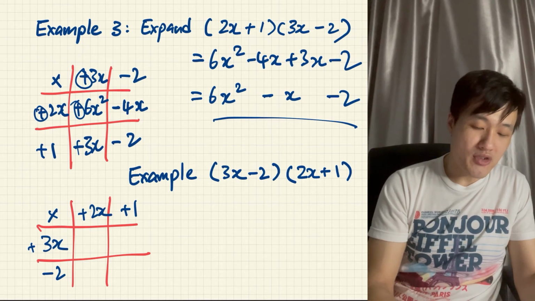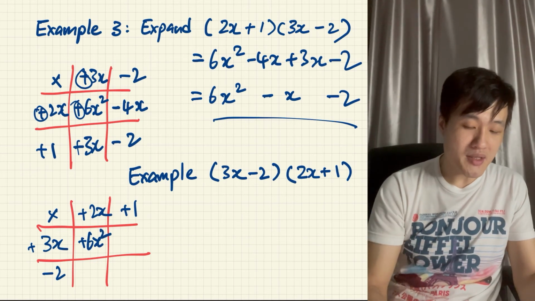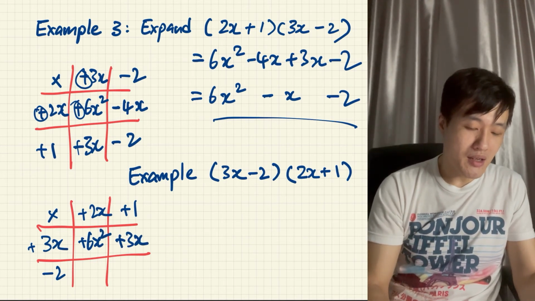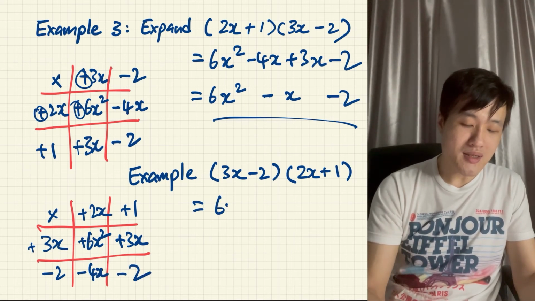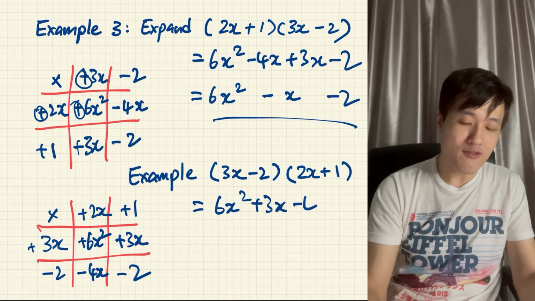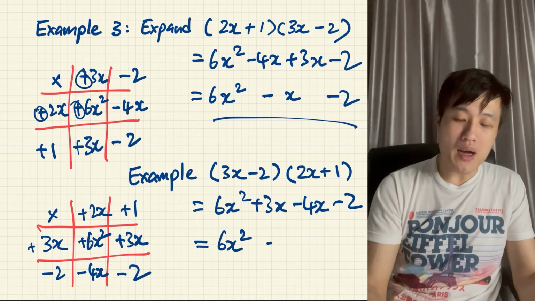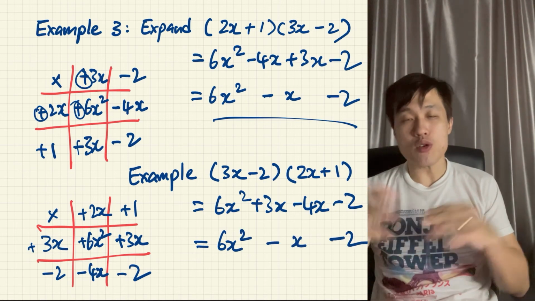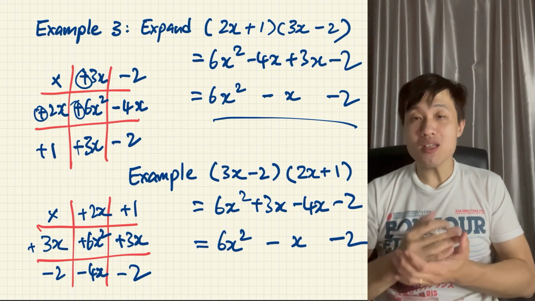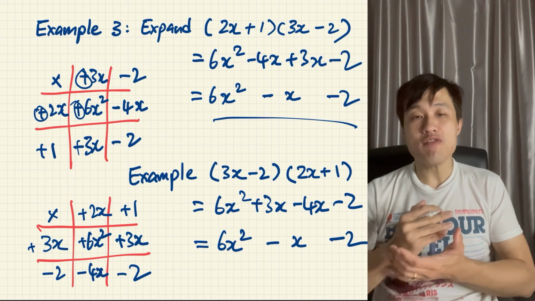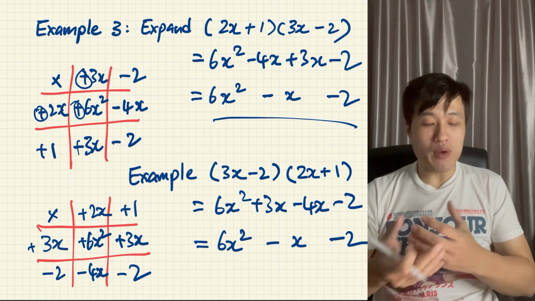So first box here will give you a positive 6x squared. So I'm going to go a bit faster. Positive 3x, negative 4x, and then negative 2. So what you will get is 6x squared plus 3x minus 4x minus 2. And what you will have in the end is 6x squared minus x minus 2. So two things here is, one, multiplication is indeed commutative even in this algebra world.